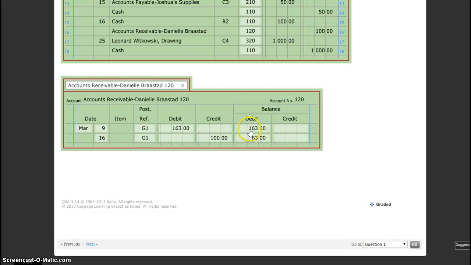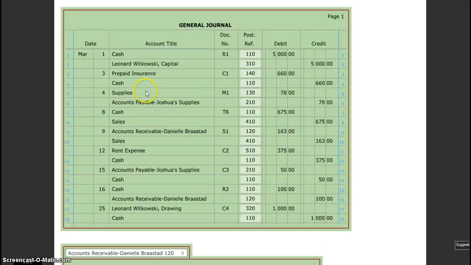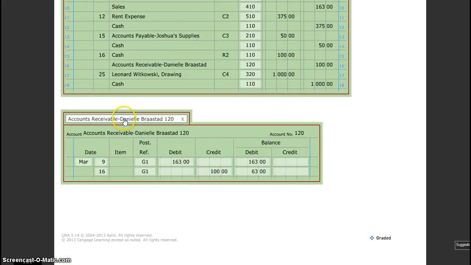He started out owing us $163. He paid 100 of it, which means it goes down. So his balance currently at the end of the month, or the 16th, is $63. Again, if you just looked up here, we could see the transactions involving him, but we can't see the balance that he owes us very clearly.